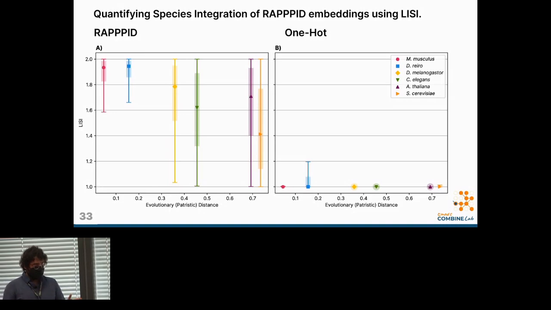And so what we see here is the LISI scores. 2 means that it's as integrated as it can be. 1 means it's as not integrated as it can be. For example, the first box plot is how well mouse is integrated with human. Second is with zebrafish and human, and that goes on. And you can see as evolutionary distance goes on, that LISI metric drops a bit, but it's still much higher than it was with that one-hot encoding. So it is very interesting.